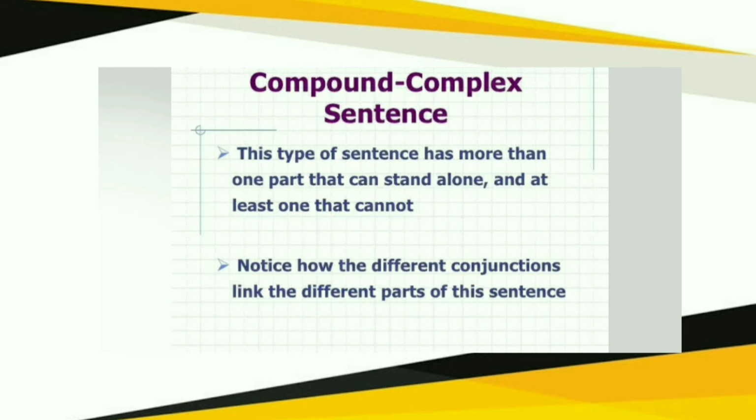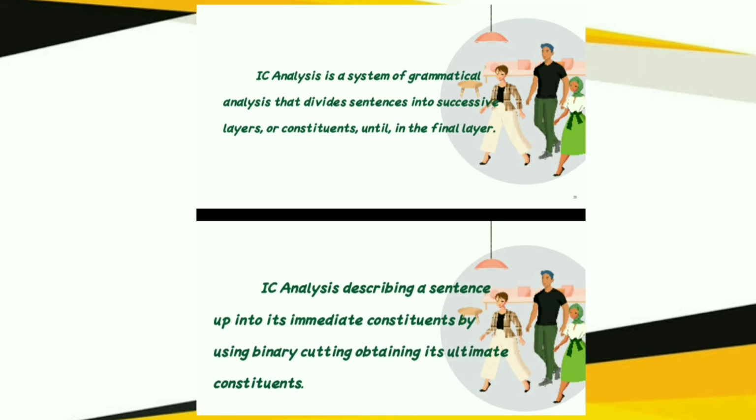Compound complex sentence. This type of sentence has more than one part that can stand alone and at least one that cannot. Immediate constituent analysis. IC analysis is a system of grammatical analysis that divides sentences into successive layers or constituents until the final layer. IC analysis breaks a sentence up into its immediate constituents by using binary cutting, obtaining its ultimate constituents. It is designed to show how small constituents in a sentence combine to form larger constituents.